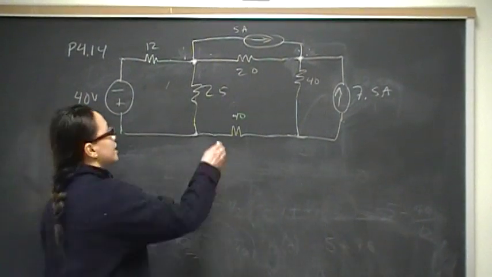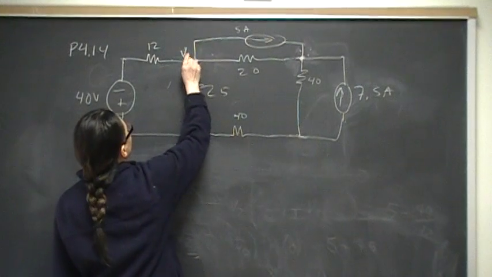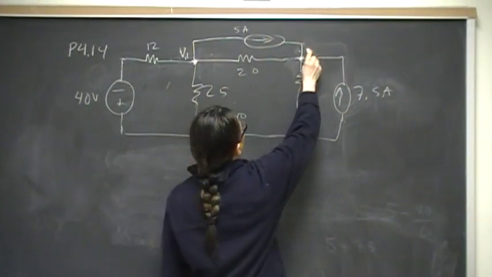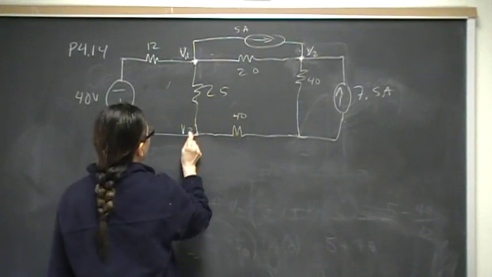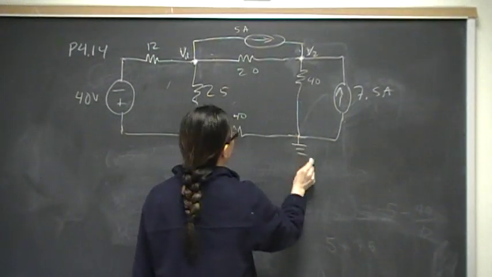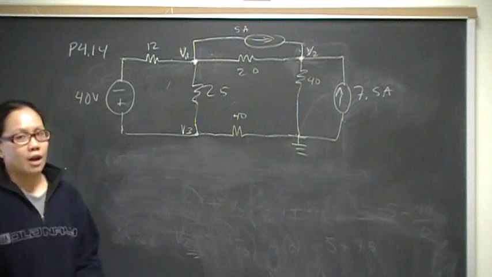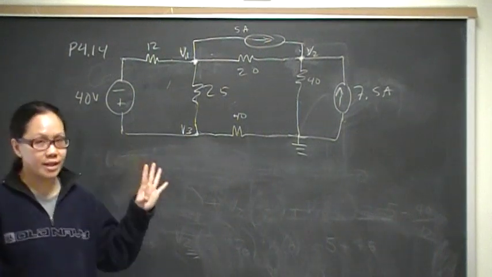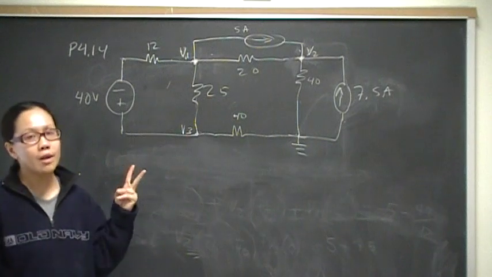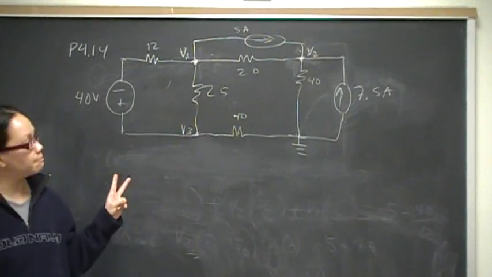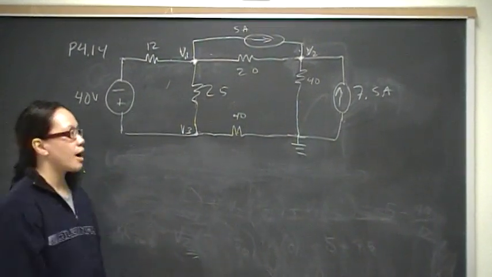So what we're going to do is we're going to name these nodes. We can call these V1. We're going to call this V2. And we're going to call this V3. And we're going to take this as our reference node. So now to recap, Step 1 is identify your essential nodes. Step 2, pick one of them to be your reference node.